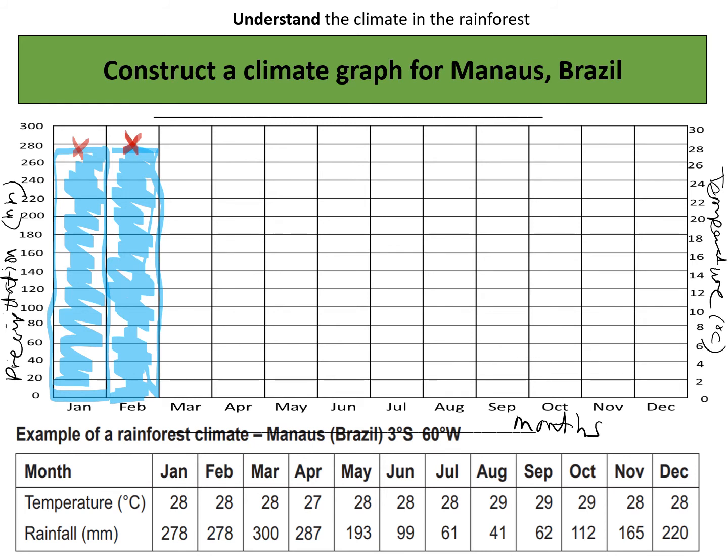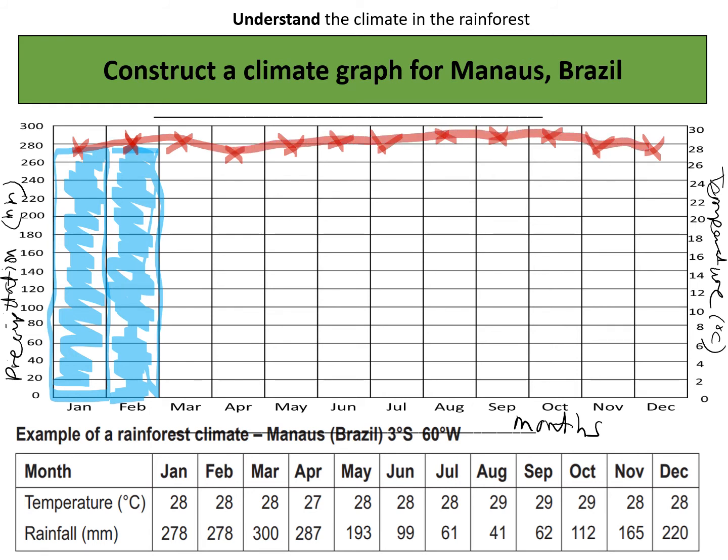So I'm going to very quickly plot all of the temperatures. So we then have March is still 28, April is 27, May is 28, June is 28, July 28, August is 29, September 29, October is 29, November 28, and December 28. And then you would match them up like this.